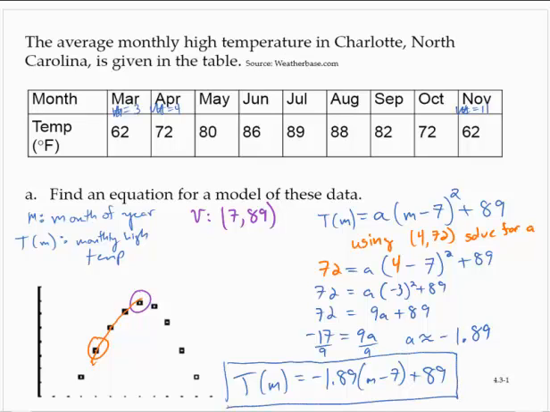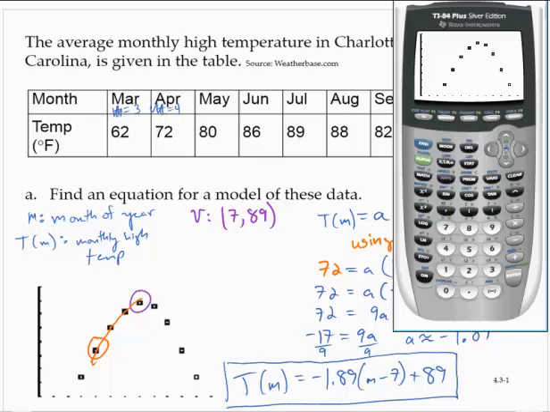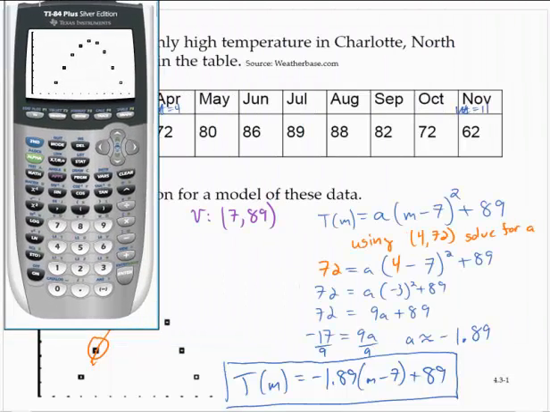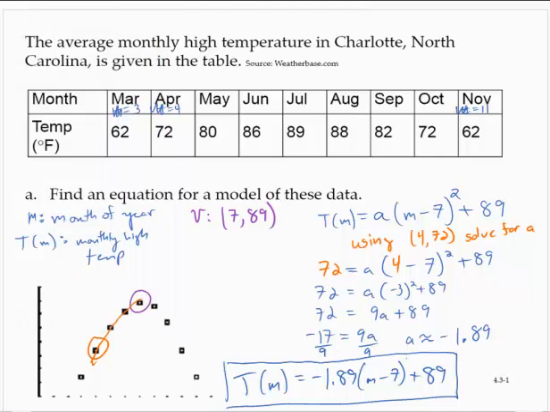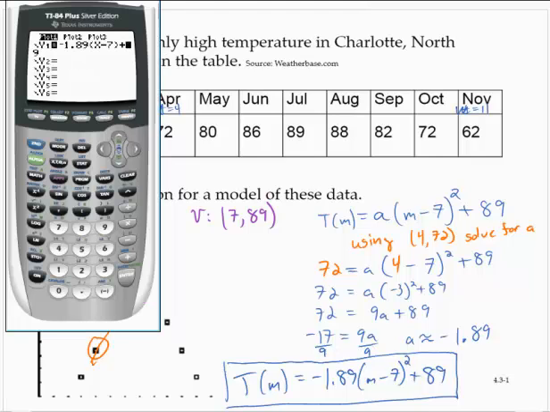Now, it would be a good idea to check this model along with our data. So y equals negative 1.89 open quantity x minus 7 close quantity plus 89. I missed the square, and I didn't write it down here either. Gotta remember to write that. So let's insert the exponent, okay, and graph it. And I'd say that looks pretty good.